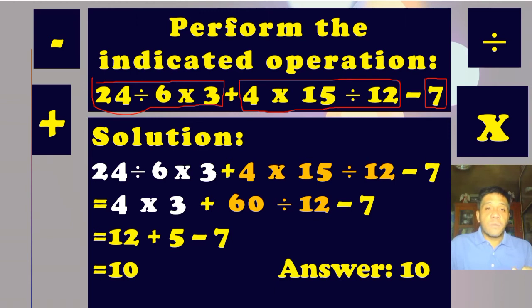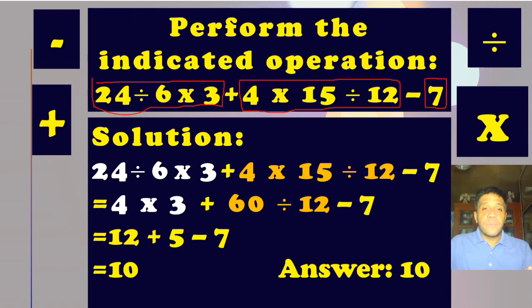Okay, let's say 24 divided by 6 is 4, then we have 4 times 3. So copy the times 3 here, then copy the operation plus. Then we have 4 times 15, and we have 60. Copy the divide 12, then minus 7. Since we still have the multiplication and division operations, we're going to manipulate them still, as long as the multiplication and division will disappear in our operation.